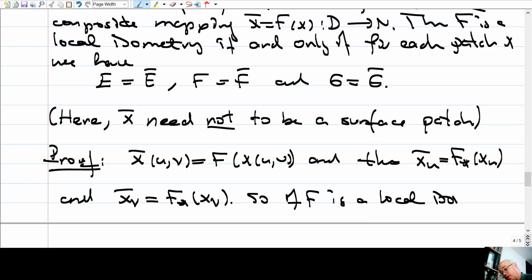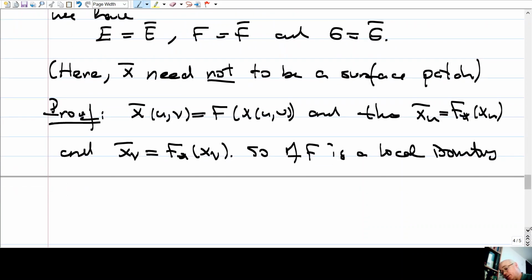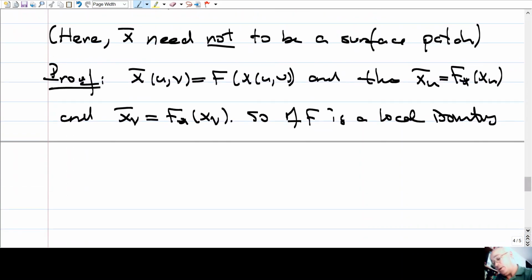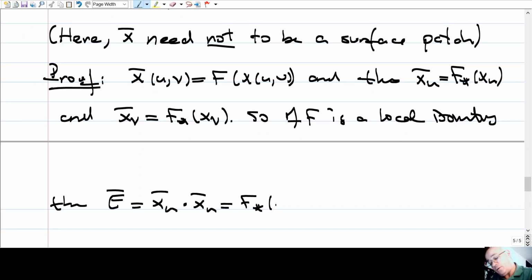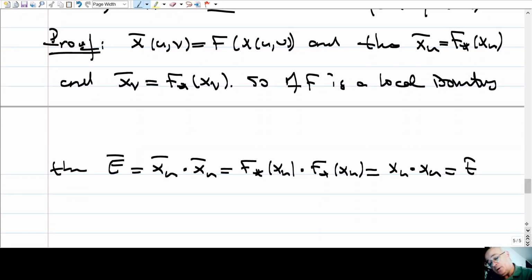Local isometry. Then it preserves inner product. Then E bar, which is just x sub u bar dot x sub u bar, but this is just f star of x sub u dot product of f star of x sub u. However, f preserves inner product, therefore this is x sub u dot x sub u, and this is E.